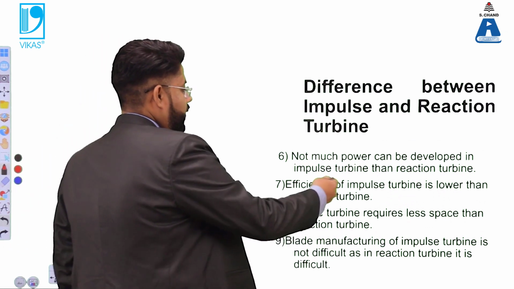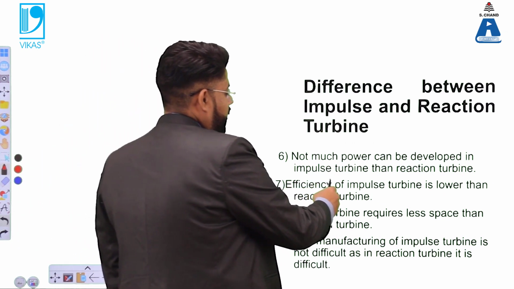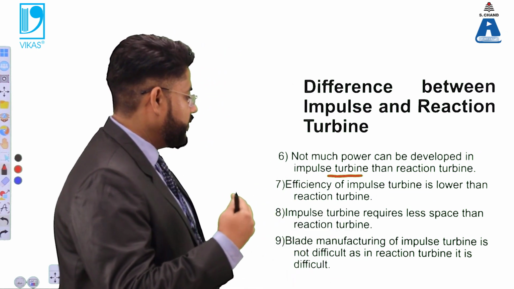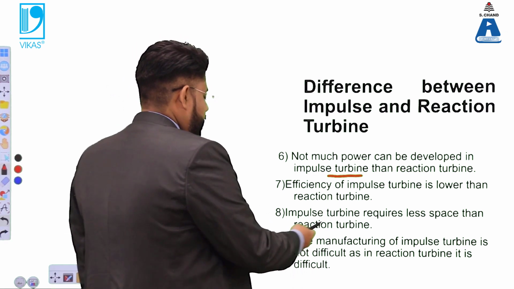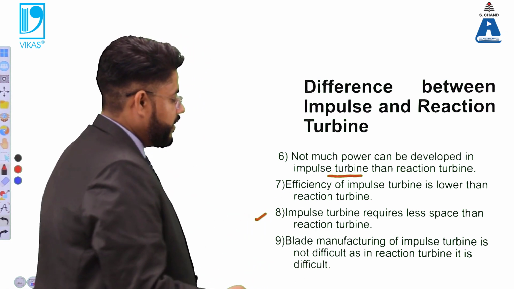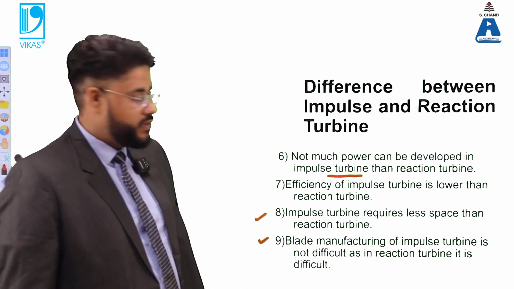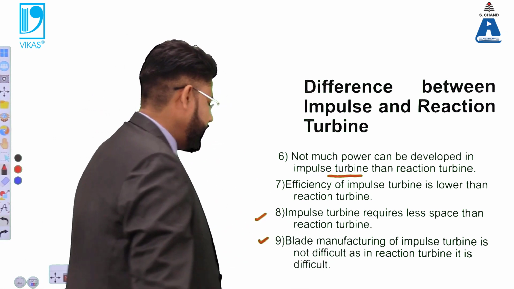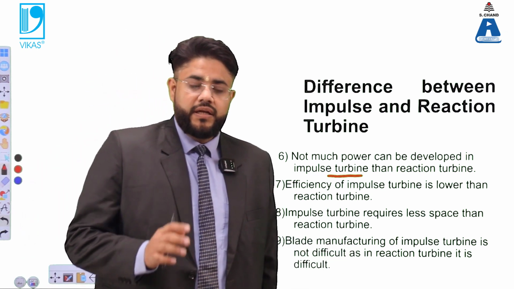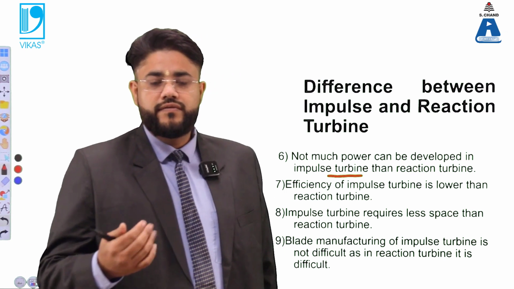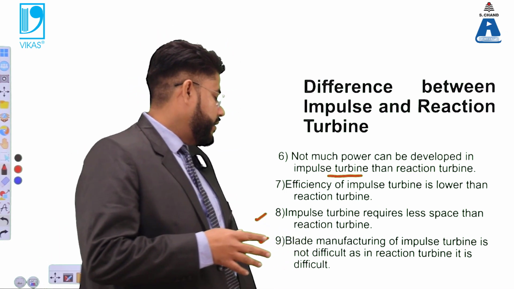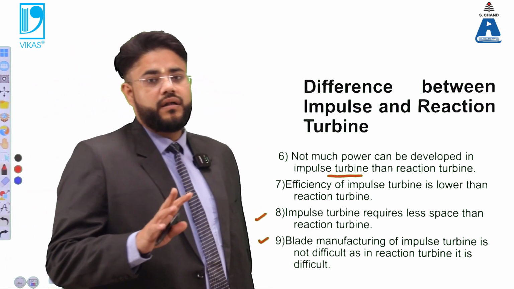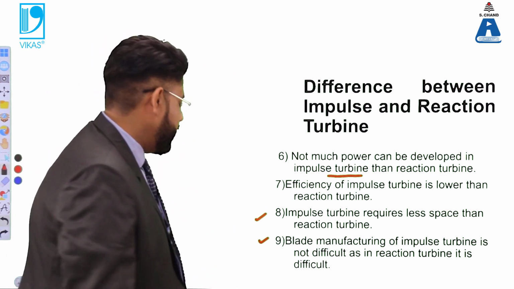Additionally, not much power can be developed in impulse turbine, whereas reaction turbine develops more power. Efficiency in case of impulse turbine is lesser as compared to the reaction turbine, and impulse turbine requires less space than the reaction turbine. Manufacturing of the impulse turbine blade is not as difficult as in the reaction turbine case, because in case of impulse turbine you have nozzles and fixed blades, but the shape of the blade varies in case of the reaction turbine, and you don't have a nozzle there, so you need to link it with the blade configurations.